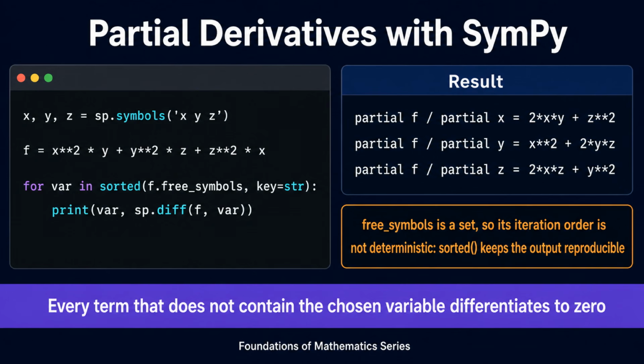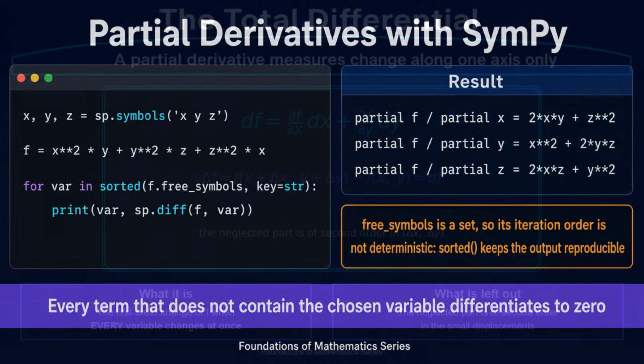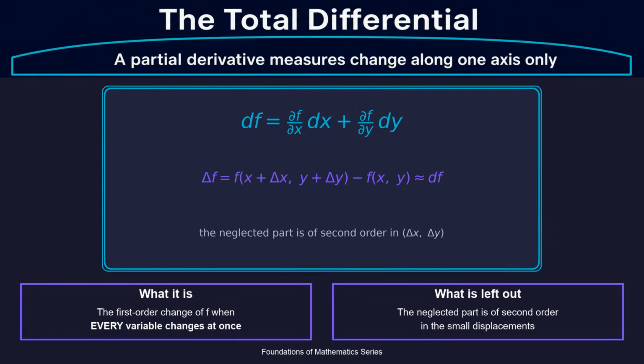One small software caution from the source code. The set of free symbols has no guaranteed iteration order, so the example sorts them before printing, which keeps the output reproducible between runs. Now the concept the rest of the chapter leans on.